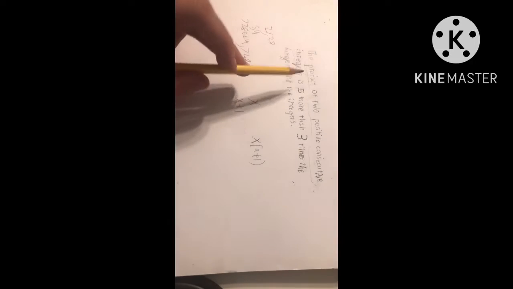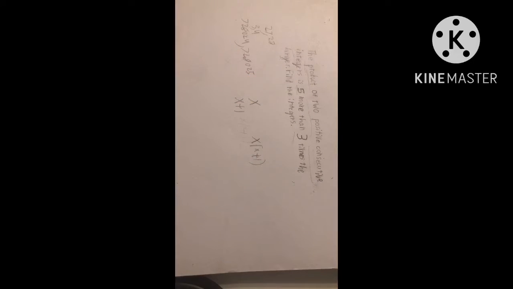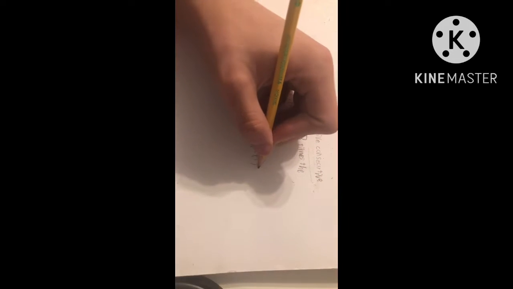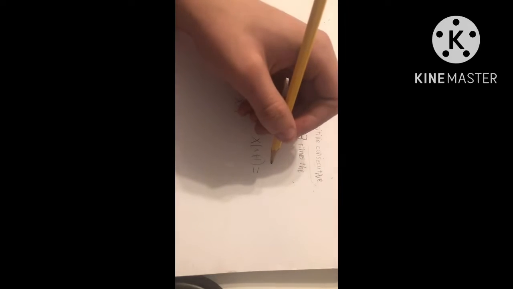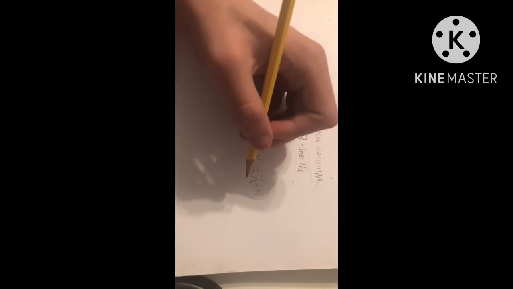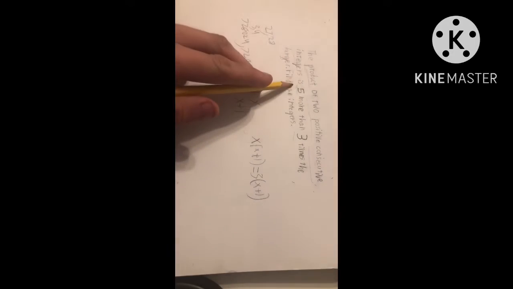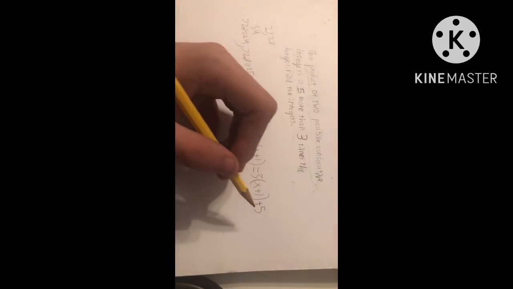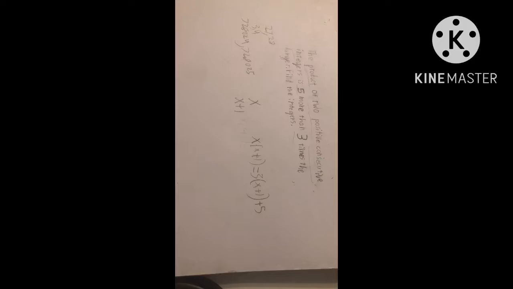But there are also two big important things. It says that there's 5 more than 3 times the larger. So also, we should add an equal sign, because we're going to have two sides. And then we're going to have 3 times x plus 1. And then we're just going to add 5 because there's 5 more. All right, but we're going to have to clean it up a little bit so that it's equal.